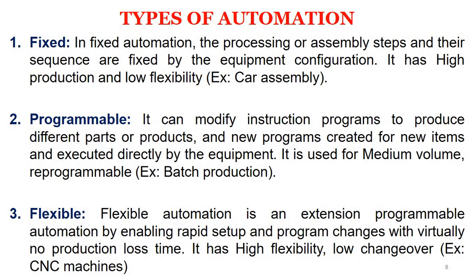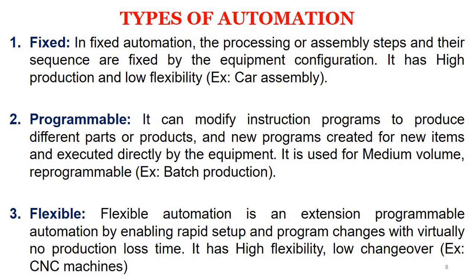Types of automation. Automation can be divided into three different categories: fixed automation, programmable automation, and flexible automation. In fixed automation, the process is fixed. It means the machine produces the same product again and again, so it can be used for mass production. We cannot change the program or any sequence. Once we set the program, it runs throughout its service life.